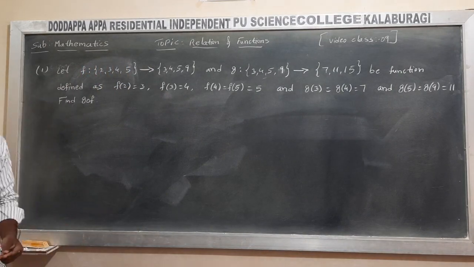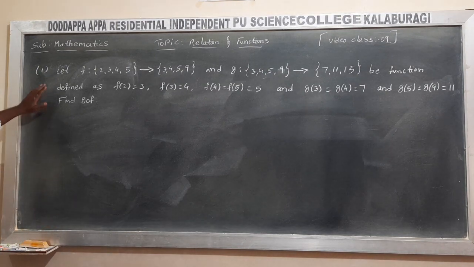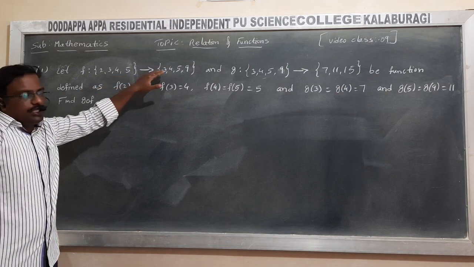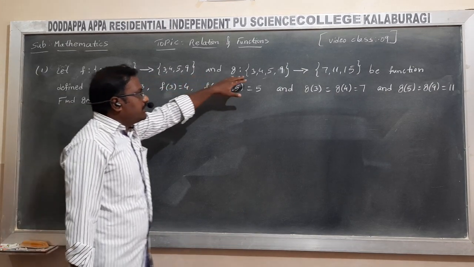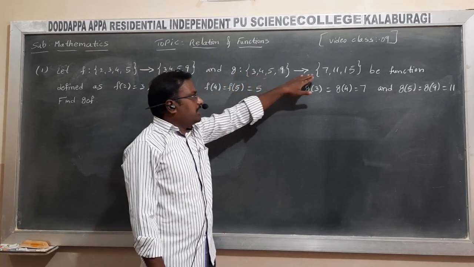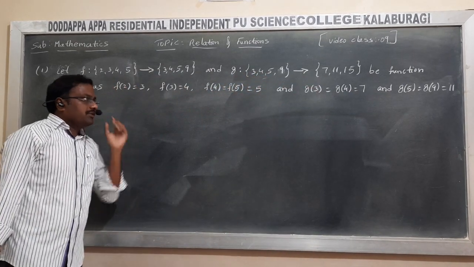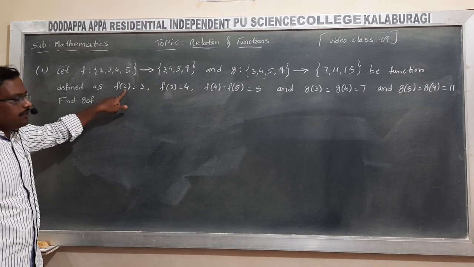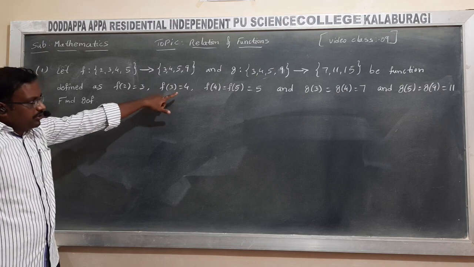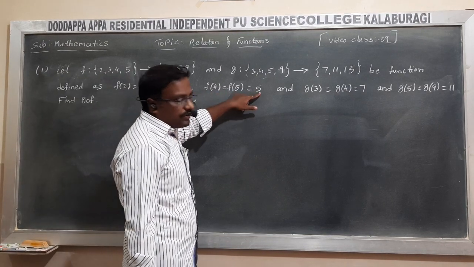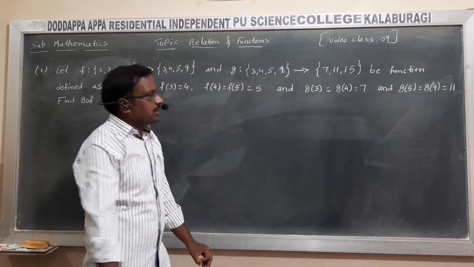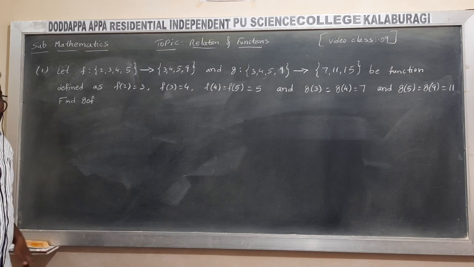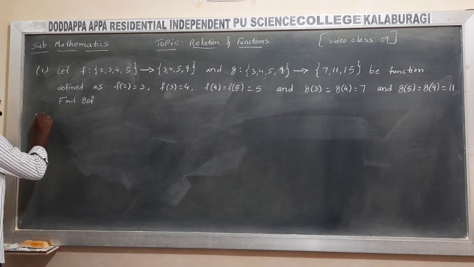Okay, now we discuss some problems. In that first one, what is given here? Let f from the set {2, 3, 4, 5} to the set {3, 4, 5} and g from the set {3, 4, 5, 9} to the set {7, 11, 15} be functions defined as f of 2 equal to 3, f of 3 equal to 4, f of 4 equal to f of 5 equal to 5, g of 3 equal to g of 4 equal to 7, and g of 5 equal to g of 9 equal to 11. Then you have to find g naught f.